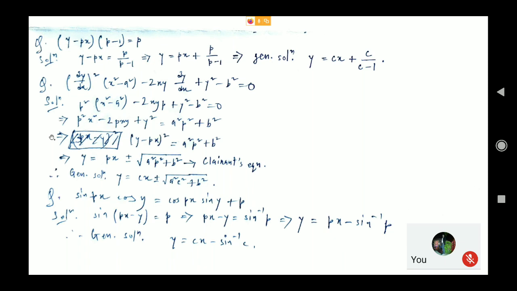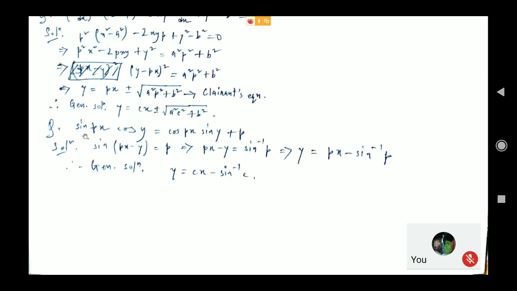So here we try to put it in Clairaut's form. After simplification, we make the left hand side a perfect square, y minus px whole square equal to this, so y equal to this. Now it is in Clairaut's equation form, y equal to px plus f of p. Therefore, the general solution is y equal to cx plus the square root of c square plus b square.